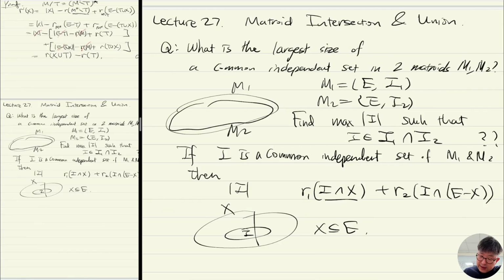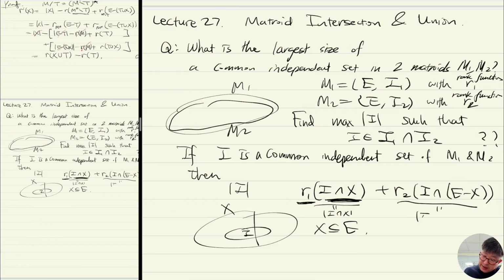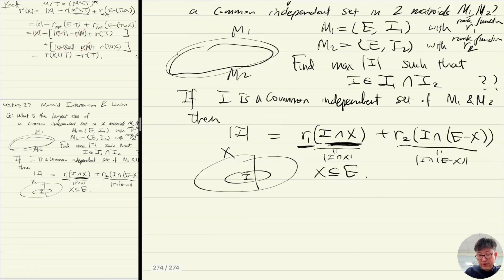Okay, then I intersection X is independent in the first matroid. Let's say R1 is the rank function of the first matroid, and R2 is the rank function of the second matroid. Then I intersection X is independent because a subset of an independent set is independent. So the rank of this thing is equal to the size of I intersection X, and the rank of the other is equal to the size of I intersection E minus X. That's true.